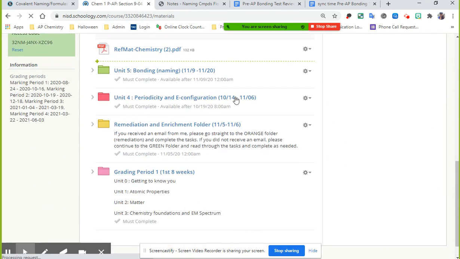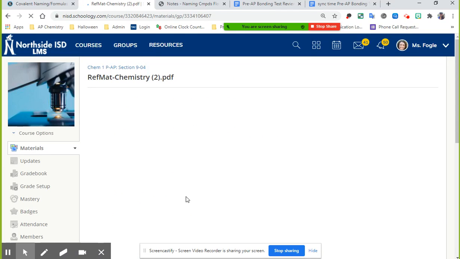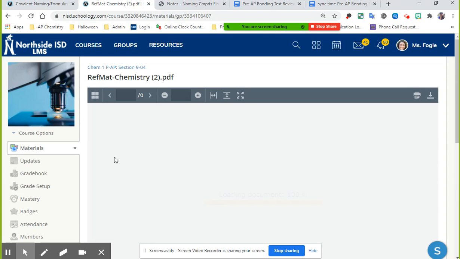and I even put it in the new classroom, it's the one that looks like Ref Mat Chem 2, all right? If you click on that, that's going to be your little periodic table. I say little, it's 4 pages, but this is the one that has all of the formulas that you're going to need for the year.